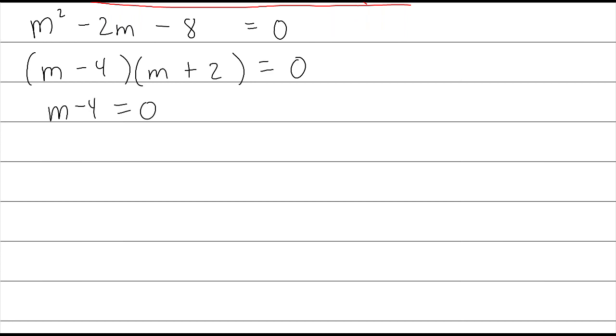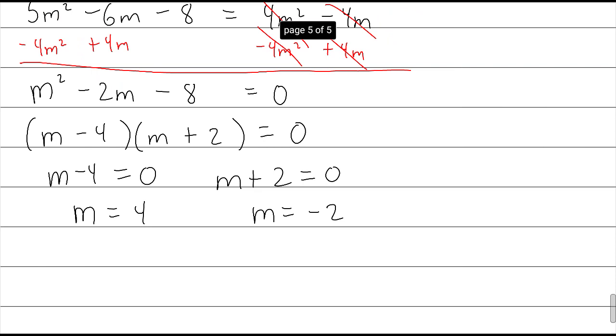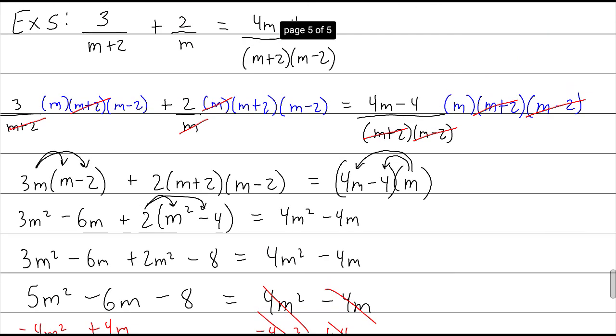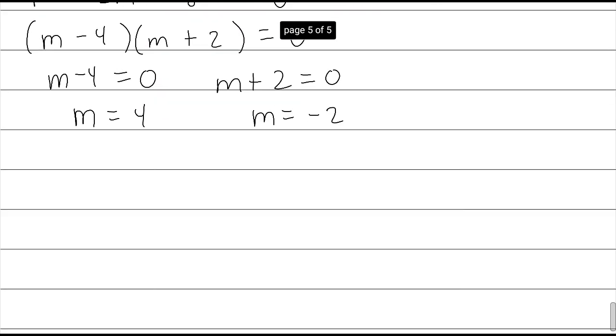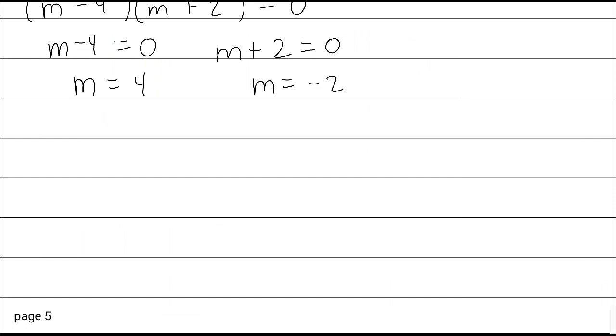Zero product property says I can set them both individually equal to 0. So I get two solutions, or at least two potential solutions, 4 and negative 2. Okay, let's test them out. I'm going to just rewrite it down here at the bottom. So the original problem said 3 over m plus 2.